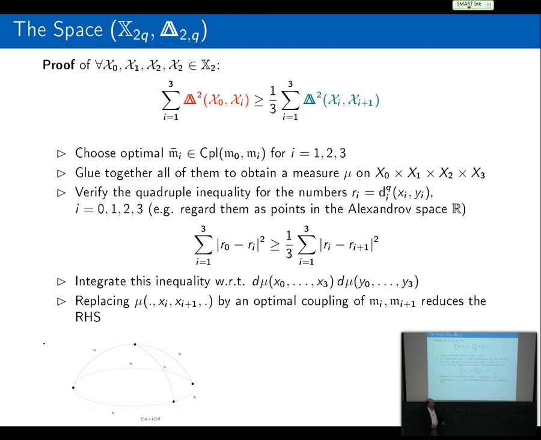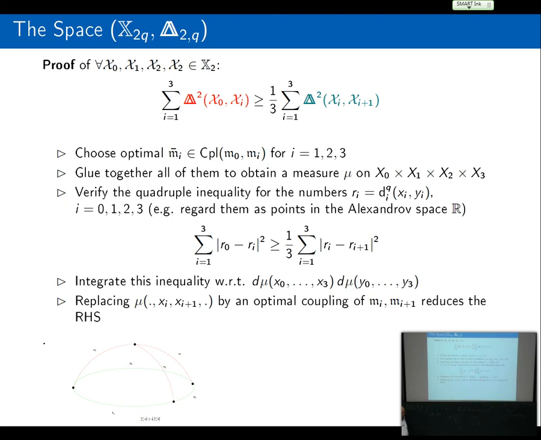Not the optimal one. Okay, now you have a measure on this fourfold space, and now you choose randomly pairs of points in each of these spaces according to this measure. You apply this measure twice, so you get two quadruples, two points in each space. With a pair in this space, you define the number R2, R1, and so on. So you get four numbers, or distances; the Q doesn't play any role here. You get four numbers, and now you look at this inequality.